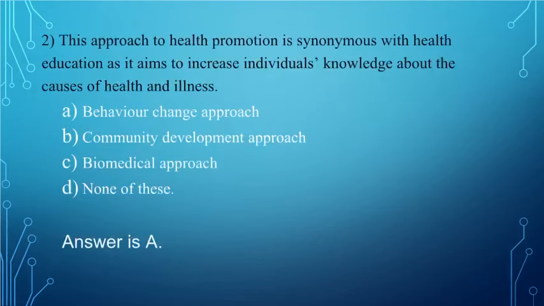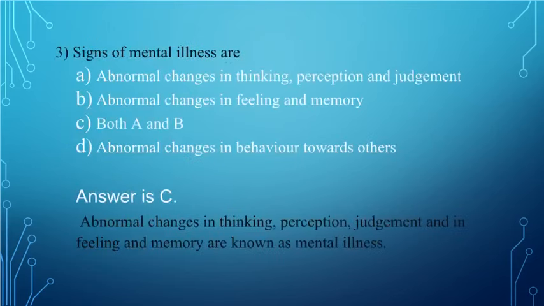2. This approach to health promotion is synonymous with health education as it aims to increase individuals' knowledge about the causes of health and illness. Behavior change approach, community development approach, biomedical approach, none of these. Answer is A. 3. Signs of mental illness are abnormal changes in thinking, perception and judgment, abnormal changes in feeling and memory, both A and B, abnormal changes in behavior towards others. Answer is C. Abnormal changes in thinking, perception, judgment and in feeling and memory are known as mental illness.